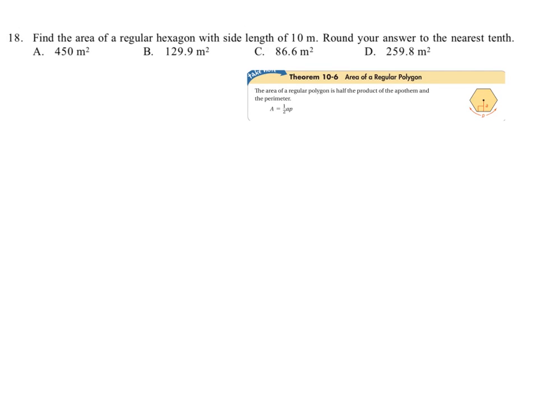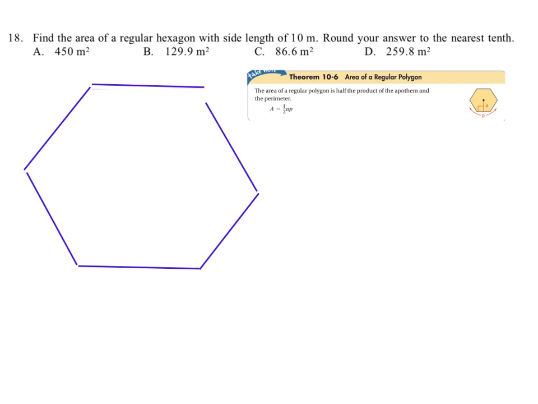Okay, I think you know how to do this one. Let's do it. You're going to find the area of a regular hexagon with a side length of 10. So let's sketch this out. It's just nice to have visual representations of this stuff. Okay, and close enough. Now, I'm going to draw one of these triangles.